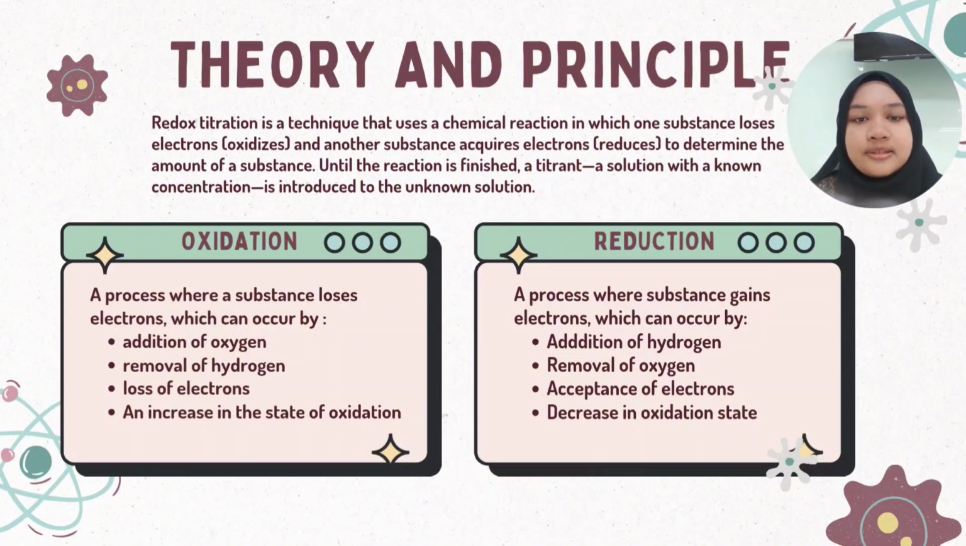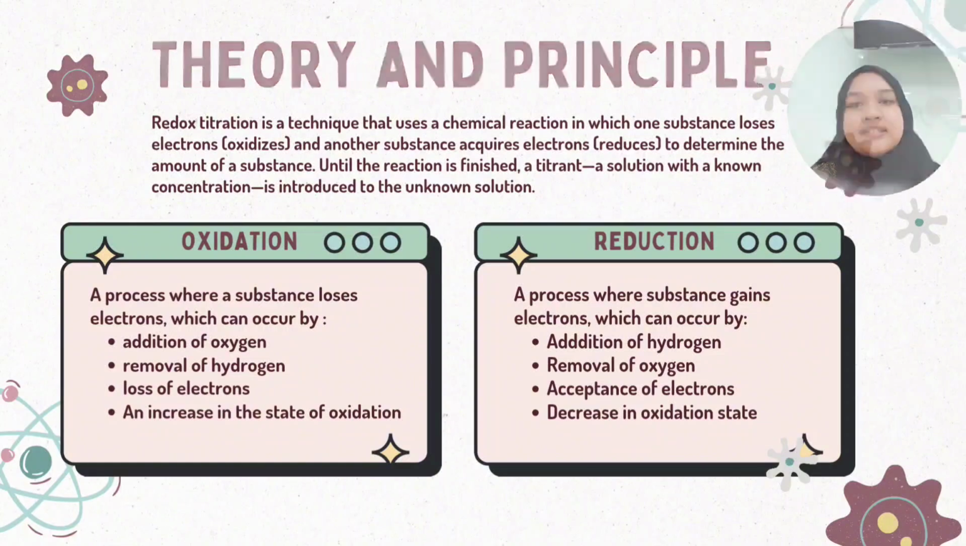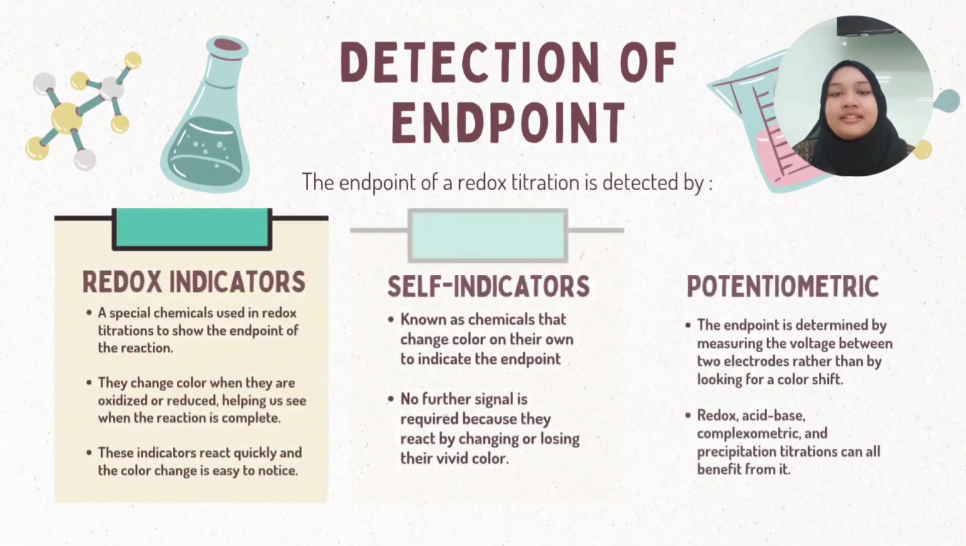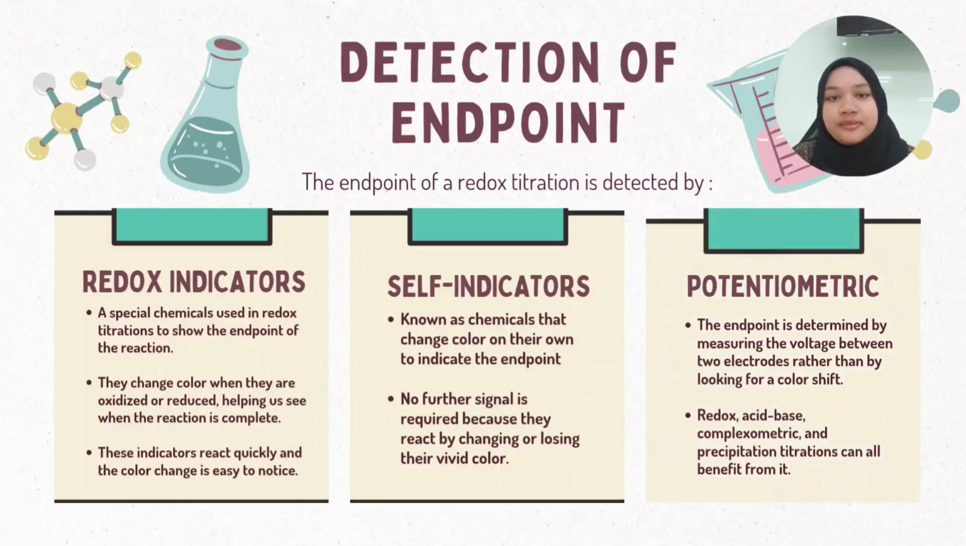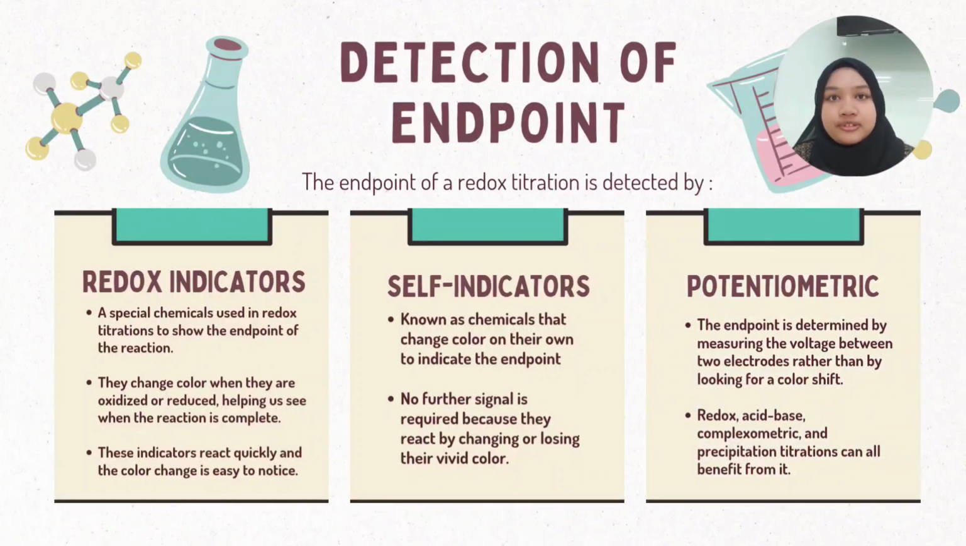Next, reduction is a process where a substance gains electrons, which can occur by addition of hydrogen, removal of oxygen, acceptance of electrons, and a decrease in oxidation state. Next is detection of the endpoint of the titration. The endpoint of a redox titration is detected by three indicators.